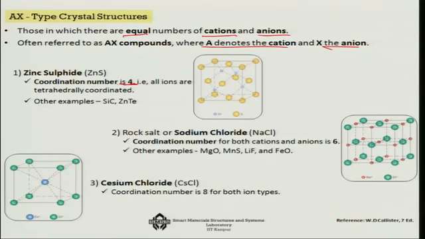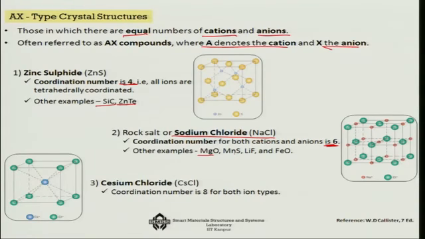There can be other examples like silicon carbide or zinc telluride. These are similar to zinc sulfide in terms of AX compounds. Another type of AX compounds is sodium chloride, rock salt, and here the coordination number is higher, about 6. There are other examples of this rock salt structure, like magnesium oxide, iron oxide, etc.